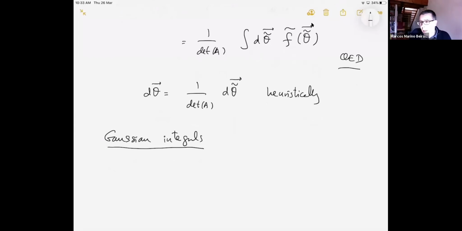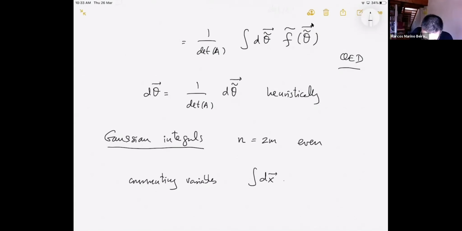And you know, a Gaussian integral is the integral of an exponential of a quadratic form in variables. So when we deal with commuting variables, you have something like this. I'm assuming that the repeated indices are summed over, so this is Einstein's convention. This is the kind of integral you want to do.